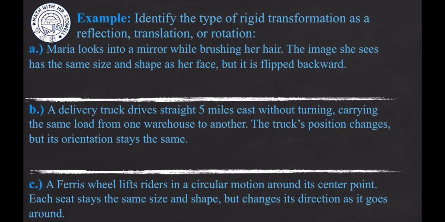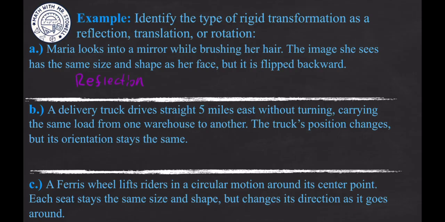In this set of examples, we want to identify the type of rigid transformation as a reflection, translation, or rotation. We're told that Maria looks into a mirror while brushing her hair. The image she sees has the same size and shape as her face, but it is flipped backwards. Well, looking in a mirror is a type of reflection.